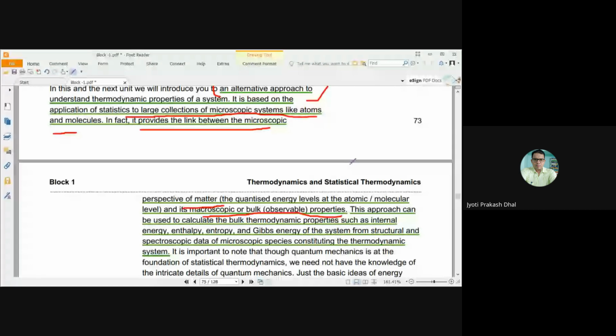So the statistical thermodynamics will provide a link between the microscopic perspective of matter, which means dealing with the different properties at atomic or molecular level, and the macroscopic or bulk, whatever you have studied from your intermediate or graduation level, which is applicable for the macroscopic level. So statistical thermodynamics provides a link between both the microscopic and macroscopic or bulk properties, that is, the observable properties.